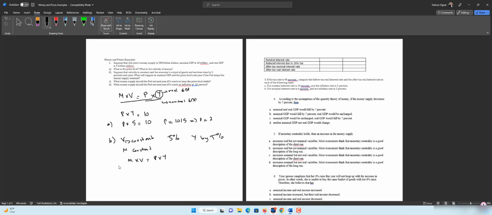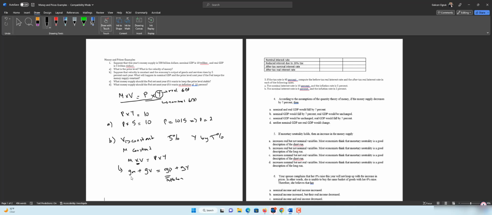We can write this in terms of growth rates. If we write in terms of growth rates, then this is going to be percentage growth in M, and the multiplication sign turns into plus sign. Percentage growth in V is equal to percentage growth in prices, which is inflation, plus percentage growth in Y. So this is inflation, okay? Because percentage change in prices is called inflation.